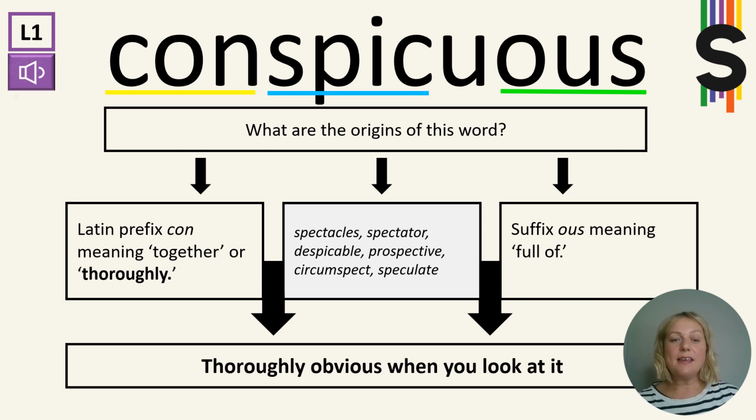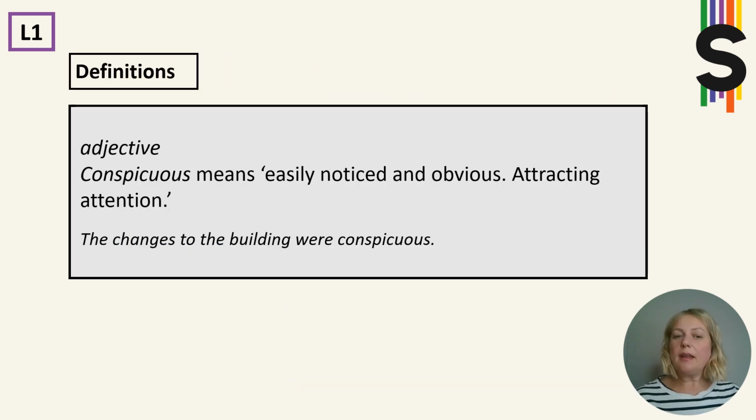We put these pieces together, the pieces of the jigsaw together, and we can give students here a rough definition now of what the word means. Now we provide students with a clear definition of the word conspicuous, meaning easily noticed and obvious, attracting attention.